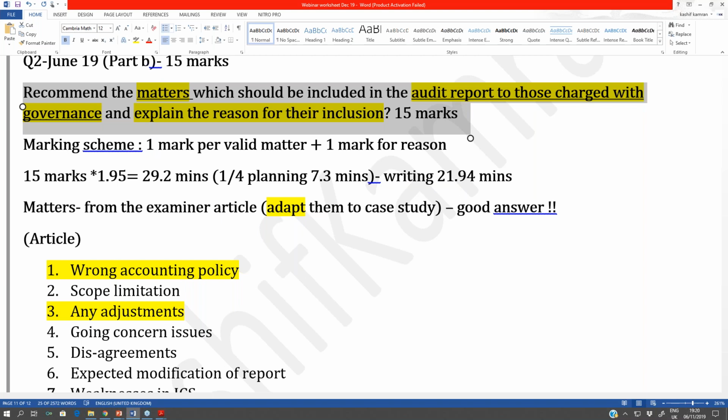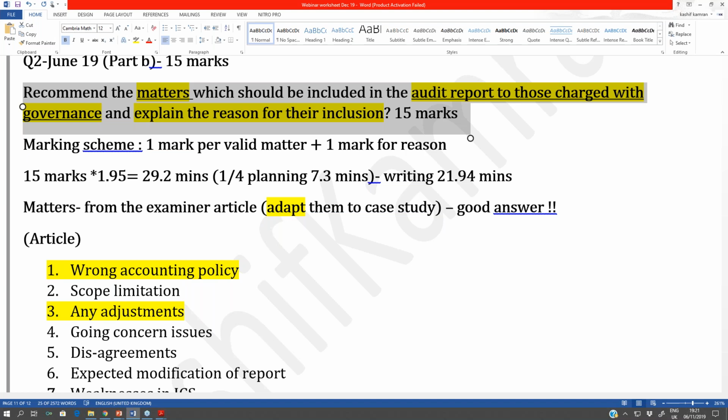So was everyone clear about matters that should be included in the report to those charged with governance? Was the question understandable to all of you? And did you get these matters from the case study? And you read the article, right? The article was giving you examples of 7 matters. And then you need to tell the reason for inclusion. So does this question sound easier if you have the background of the article, and then you read this case study and you identify the matters and you get an idea, okay, what matters should be communicated to the management and why? And the marking scheme is one mark for everything you're writing and justifying.